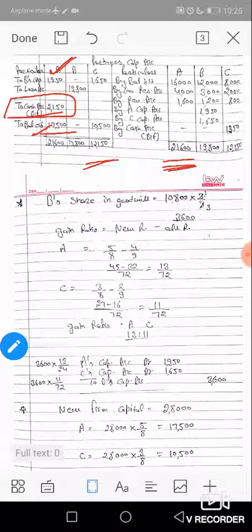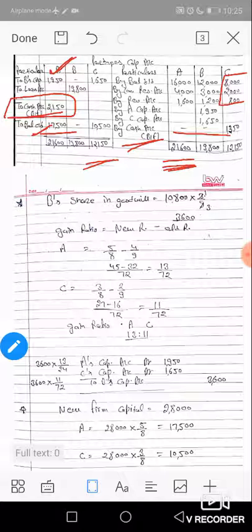Okay, now in case of C, the debit side is higher. 10,500 plus 1,650, that is 12,150. And on the credit side there are three amounts only, 8,000 and 2,800, so 8,000 plus 2,000 is 10,000, and 10,800. So in case of C, the debit side is higher, so the balancing figure is transferred by cash, rupees 1,350.